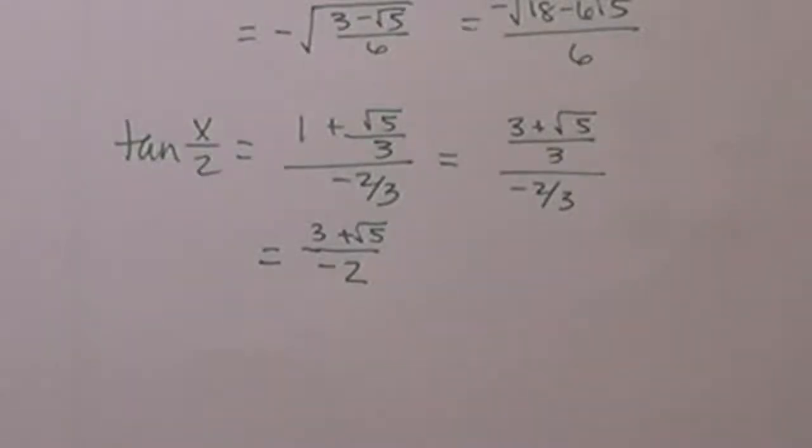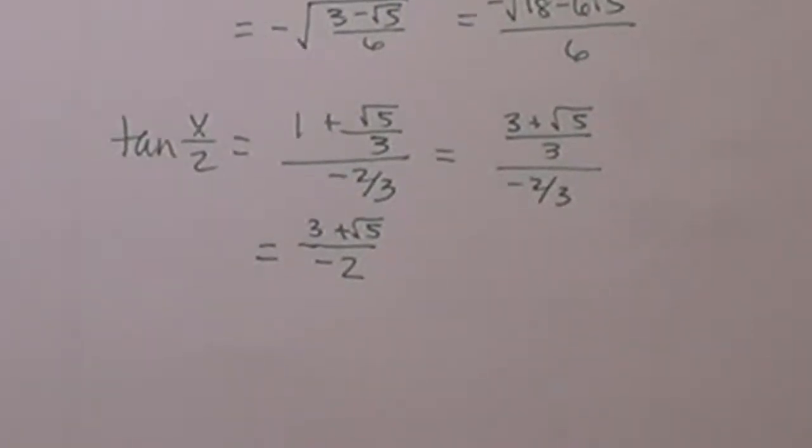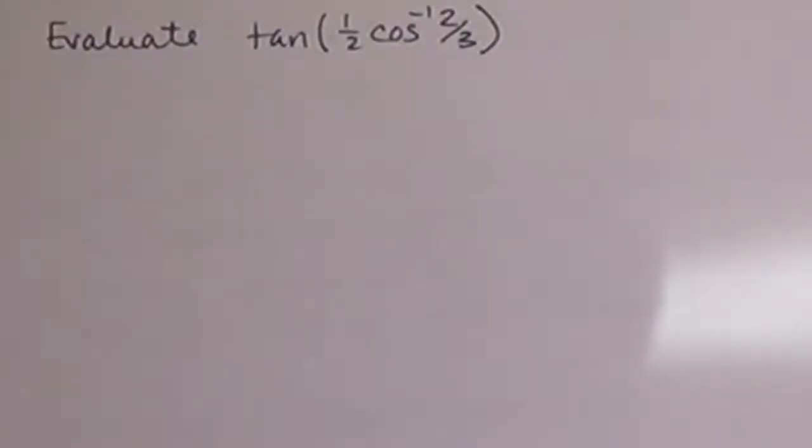And lastly, for our tangent of x over 2, we're going to use 1 minus the cosine of x over sine of x. So we'll get 1 plus root 5 over 3 divided by negative 2/3, getting a common denominator on the top, and then dividing out, we get 3 plus square root of 5, all divided by negative 2. Okay, so we can use the half-angle formulas just like we used the double-angle formulas in evaluating and simplifying expressions.